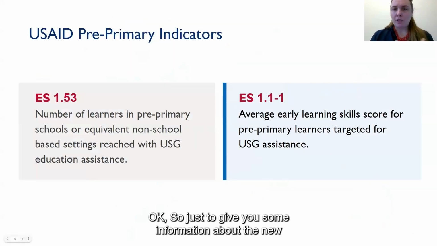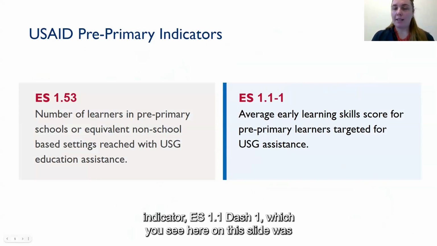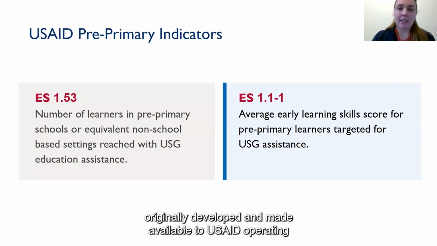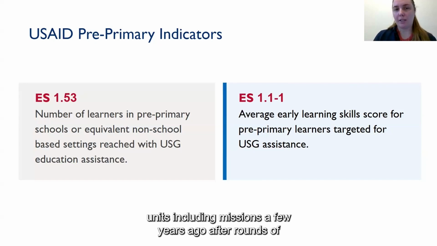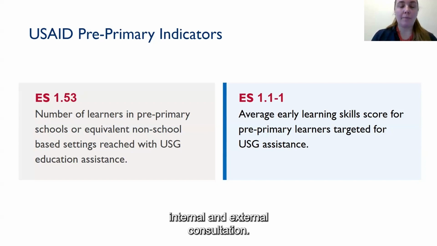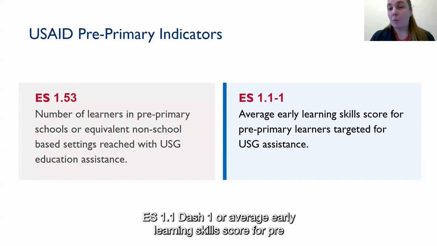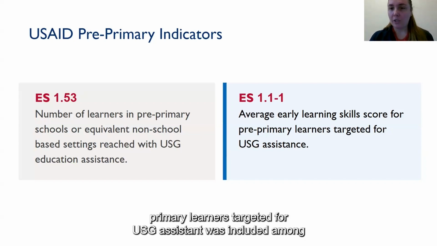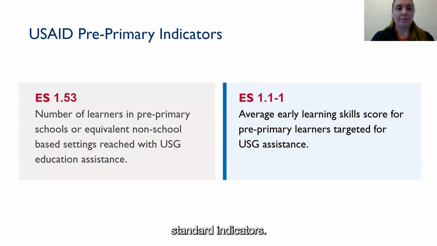Okay, so just to give you some information about the new indicator, ES 1.1-1, which you see here on the slide, was originally developed and made available to USAID operating units, including missions, a few years ago. After rounds of internal and external consultation, ES 1.1-1, or Average Early Learning Skills Score for pre-primary learners targeted for USG assistance, was included among standard indicators.